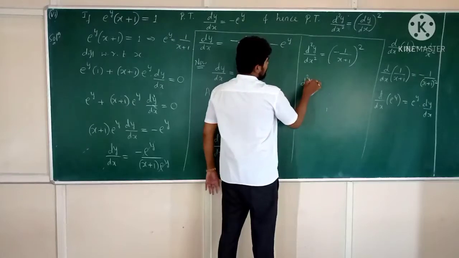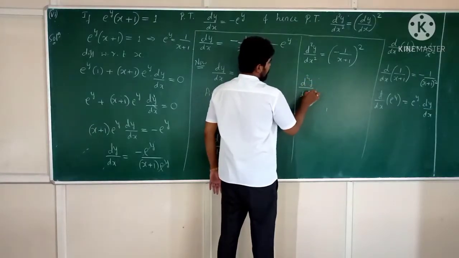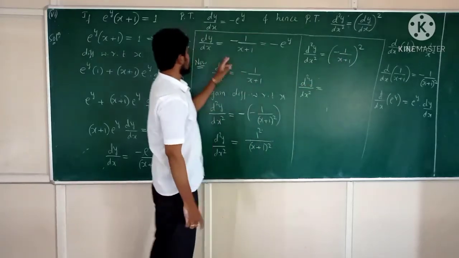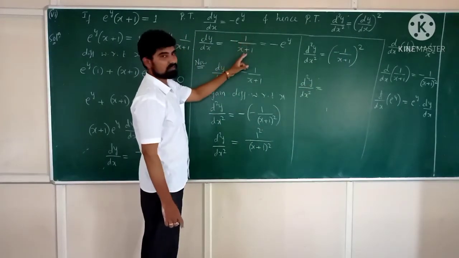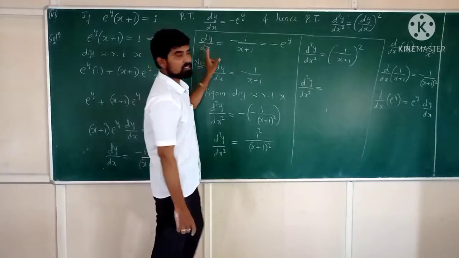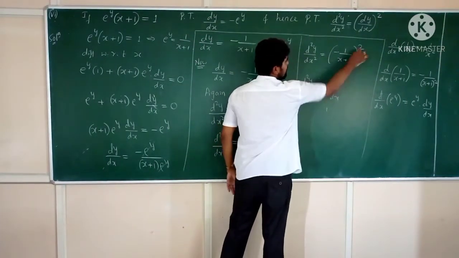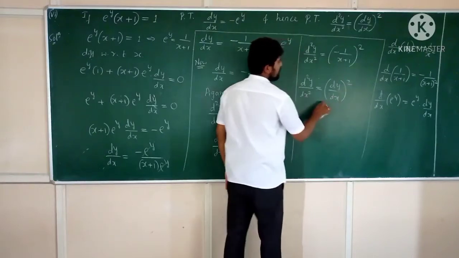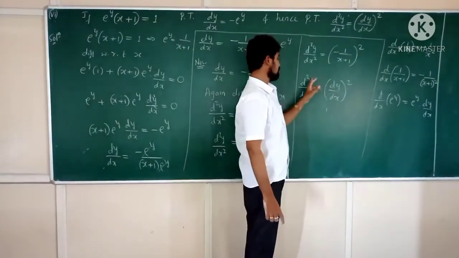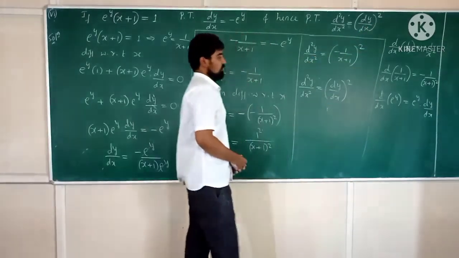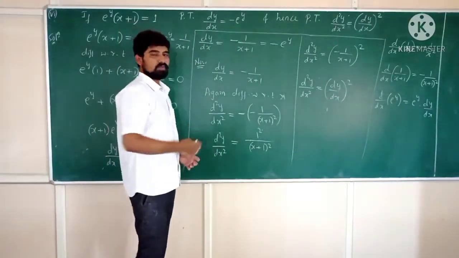Hence the value of d²y/dx² is equal to, in place of minus 1 divided by (x + 1), we may write dy/dx, and as it is whole square. And this is our required second proof, that is d²y/dx² is equal to (dy/dx) whole square. I hope all of you understood. If possible, take a look.